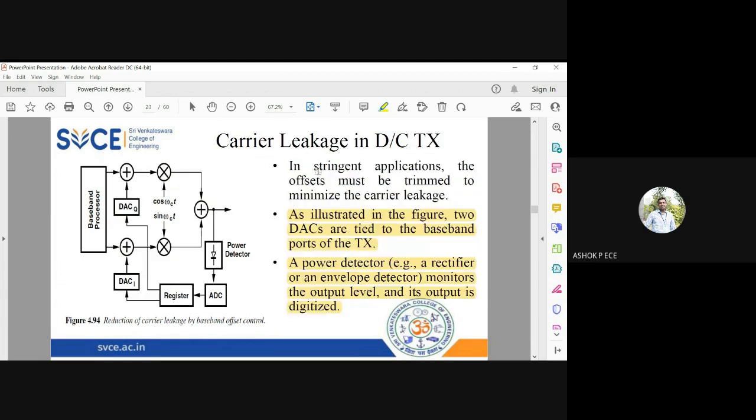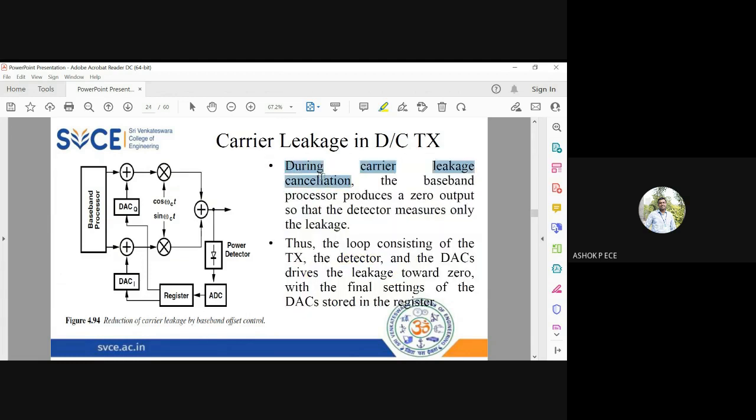So during carrier leakage cancellation, the baseband produces zero output. When the carrier leakage is perfectly cancelled, the baseband will produce zero output. So the detector measures only the leakage. So it is just like a loop.